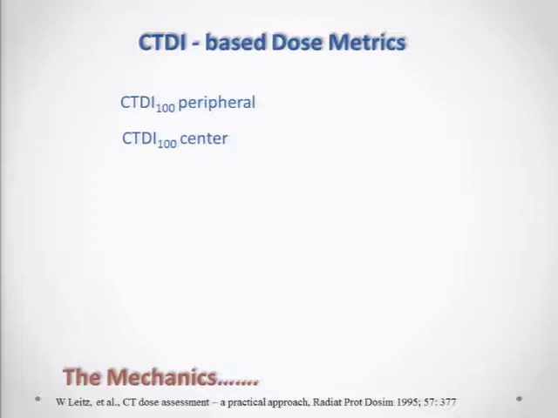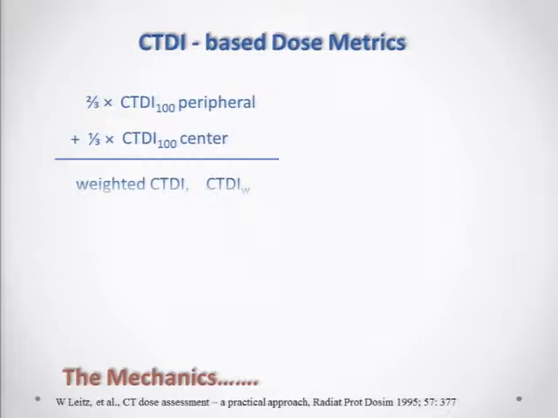So we take these, and I'll just draw your attention to the reference at the bottom of the slide. Wolfram Leitz published a paper in 1995 which showed that if you do a two-thirds, one-third weighting of the CTDI, it led to a semi-accurate measurement of the dose at the central slice in that 100 millimeter slice thickness, and that led to the notion of the CTDIw, the weighted CTDI.